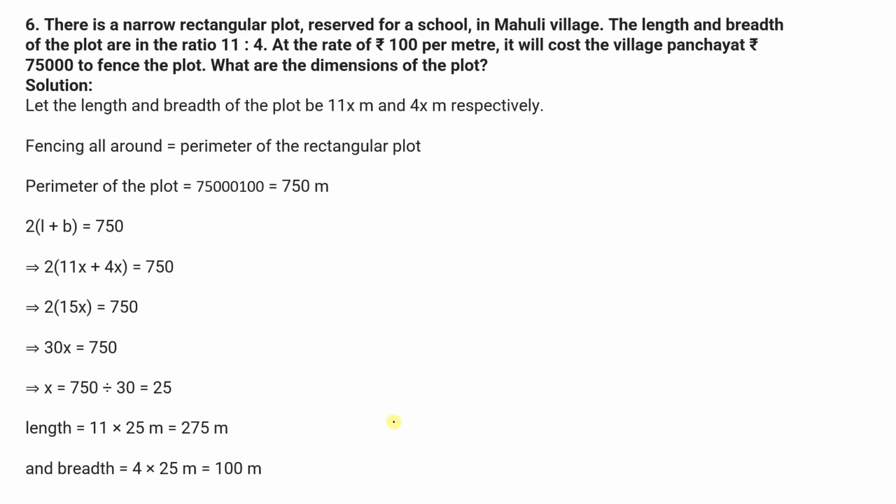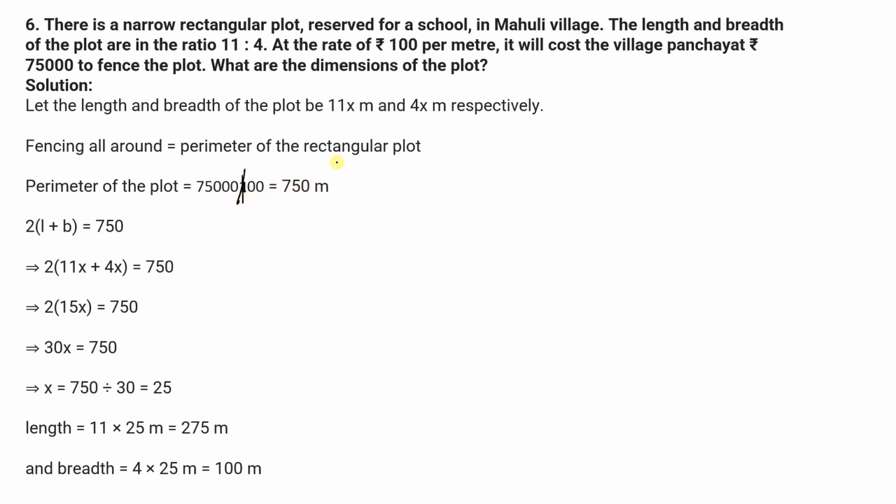Fencing all around means you are supposed to find out the perimeter of the rectangular plot. The perimeter of the rectangular plot is given as 75,000 to fence. This amount is given, and you have to convert it into meters. So you need to divide it by 100. You will get 750 meters.